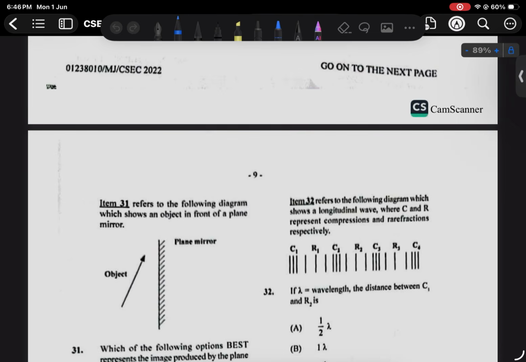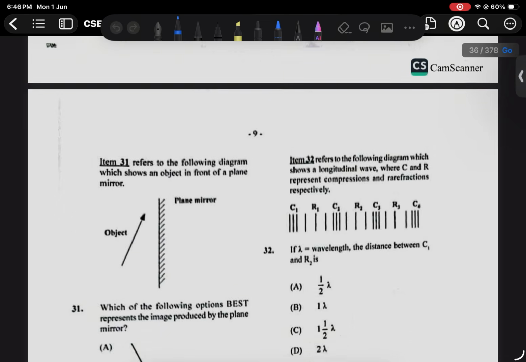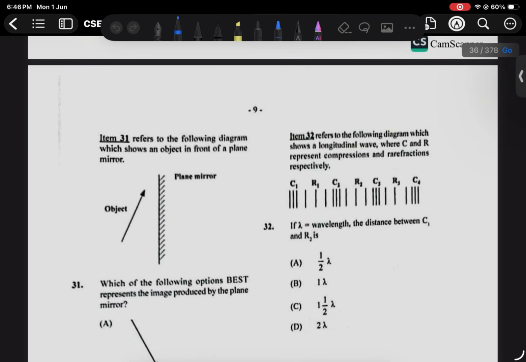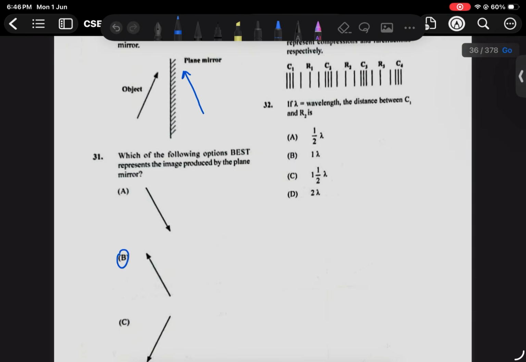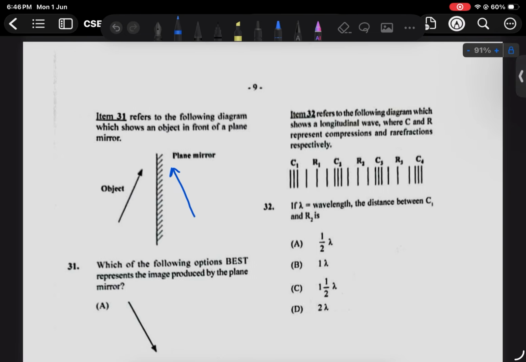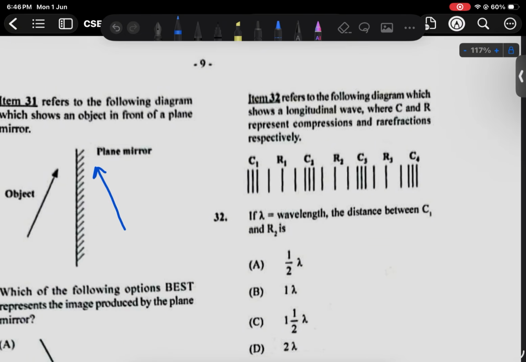Item 31 refers to the following diagram, which shows an object in front of a plane mirror. Which of the following options best represents the image produced by the plane mirror? Know that it'll be the same distance away from the mirror, it'll be upright, laterally inverted, and the same size. So it looks something like this. So it's B.